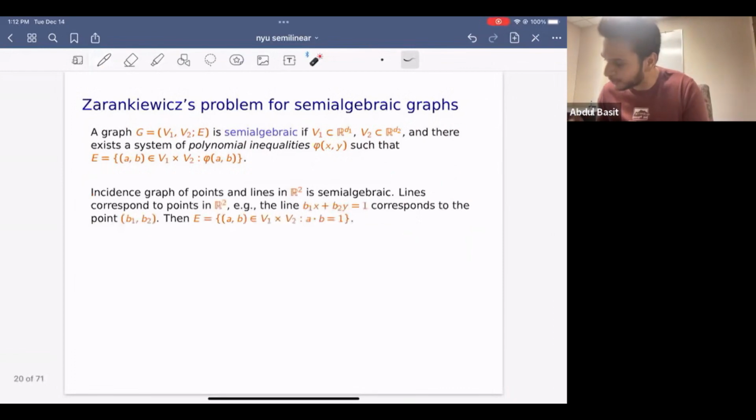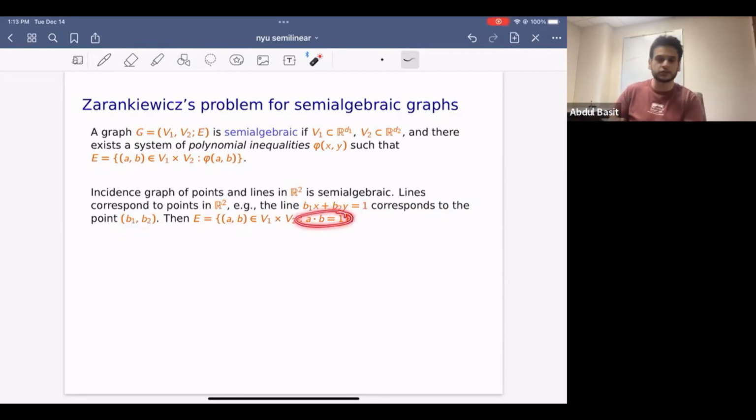I do have an example. For example, the point-line incidence graph is semi-algebraic. Why? Because if I have a line b1 x plus b2 y equals 1, almost all lines can be written like that. I can parameterize that as a point (b1, b2). Then for the edge relation, I can say there's an edge between two vertices if the dot product is 1.